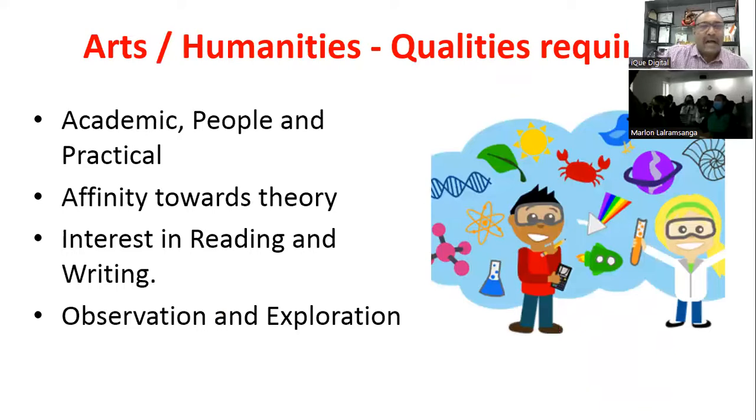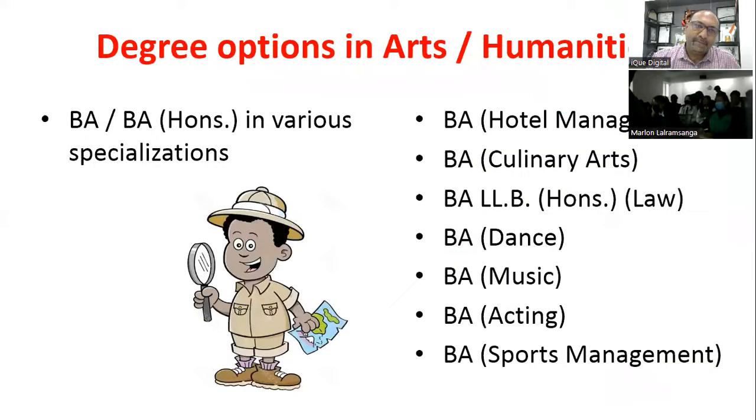Next, we come to Arts, Humanities, or Social Sciences. Who is the right candidate for this? Whose combination of academic and practical orientation: the child has affinity towards theory, interest in reading and writing, and is good with observation and exploration. If these qualities match you, then getting into the area of arts, humanities, social sciences is the right option.